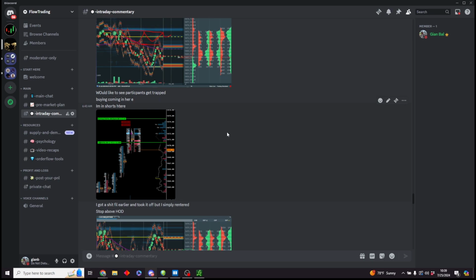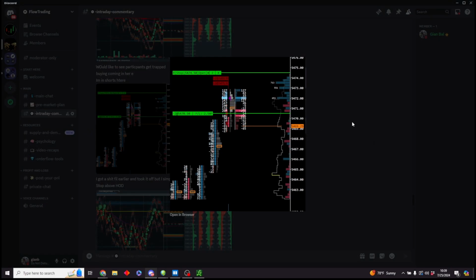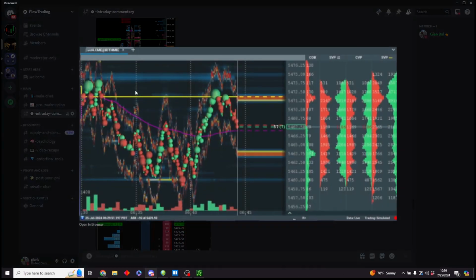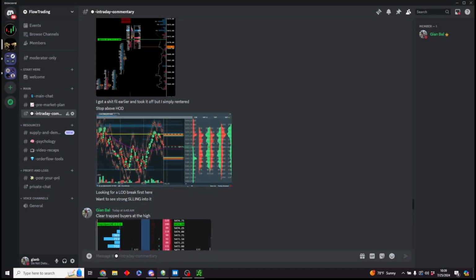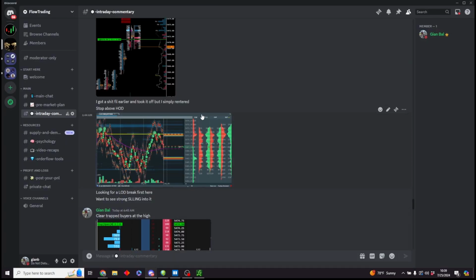So I didn't like what I had entered in, so I simply took it off and then got a better entry. So I got a point better entry off of that, and my stop was high of day. And this is a visual of what the tape looked like at the time. And just to show the profile, you can see we peaked above this M spike base and trap buyers above a high, textbook.